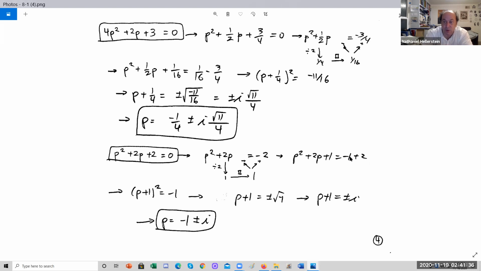All right. So this should be 1 minus 2, which is negative 1. (p plus 1) squared equals negative 1. All right. Square root of both sides. p plus 1 equals plus or minus root negative 1, which is plus or minus i. Subtract 1 from both sides, and you get p equals negative 1 plus or minus i.